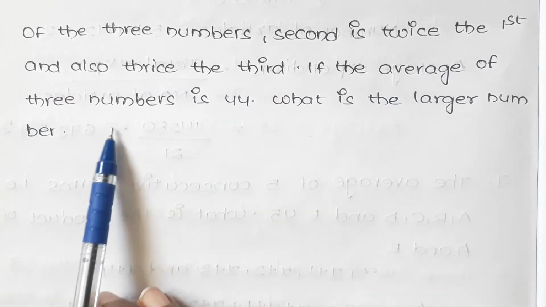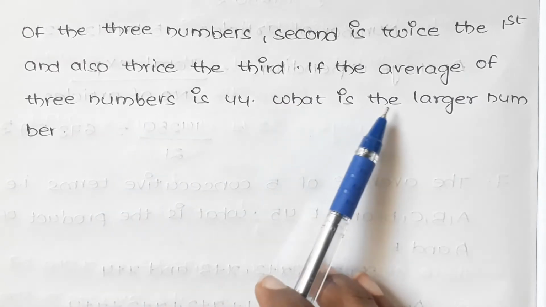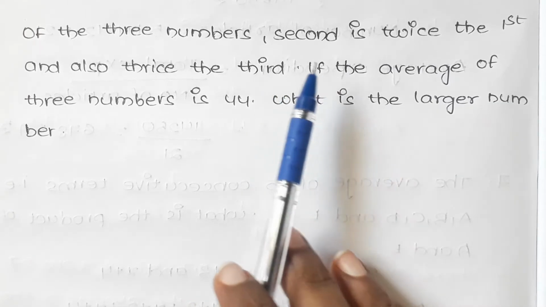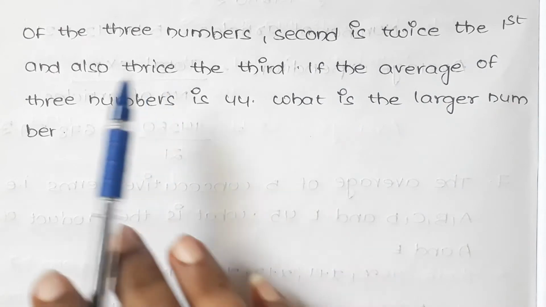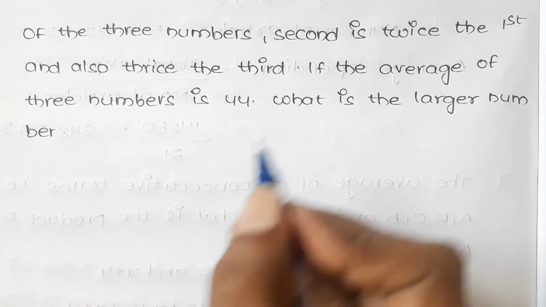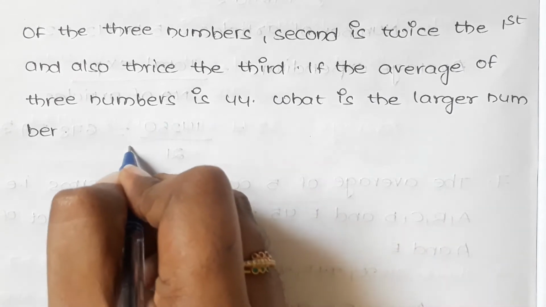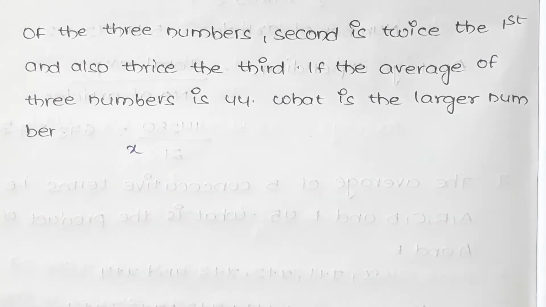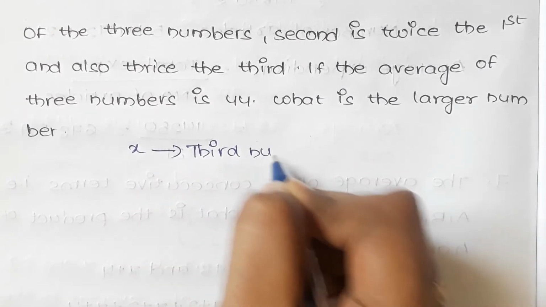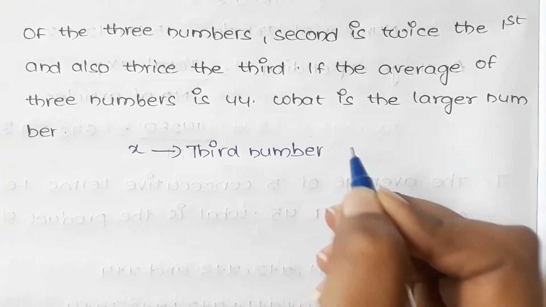If the average of three numbers is 44, find the larger number. Here they have given three numbers, and the second is twice the first and also thrice the third. The average of the three numbers is given, and now we should find the three numbers required. Here let us assume the third number is x. If we assume this third number as x, now using this we find the first and second numbers.